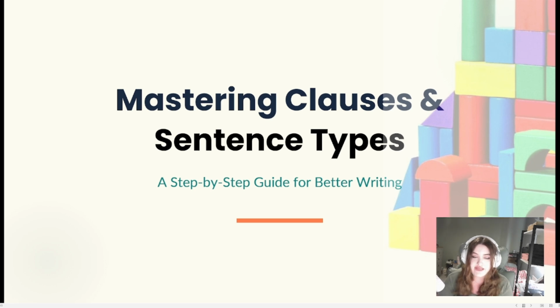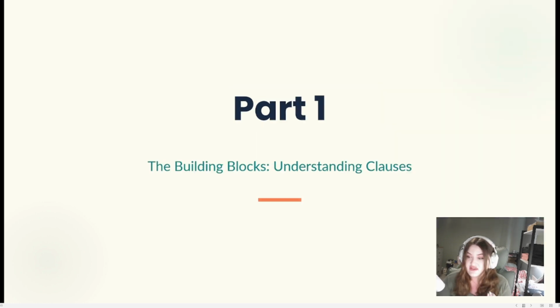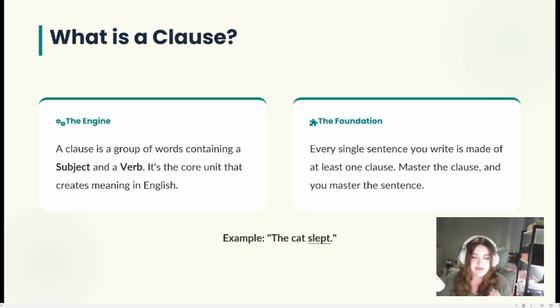Okay, so today we are going to be looking at clauses and different sentence types. Before we can get onto the sentence types, it's really important first that we understand what a clause actually is. The easiest way to do that is to think of it as the base of a building or a set of building blocks. At its most basic level, a clause is just a group of words that contains a subject and a verb. A subject is the who or the what, and the verb is an action or a state.